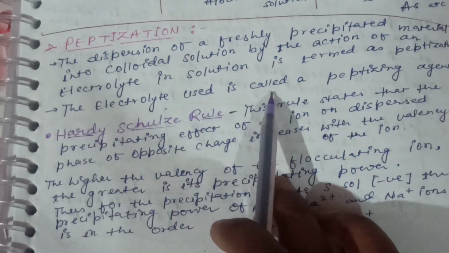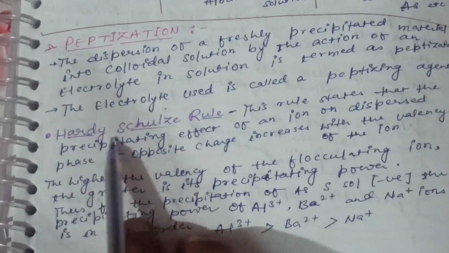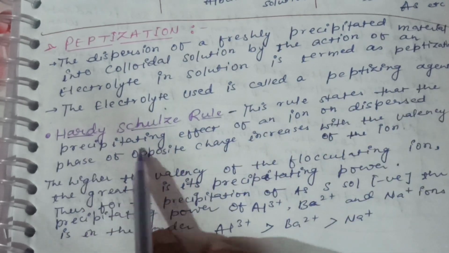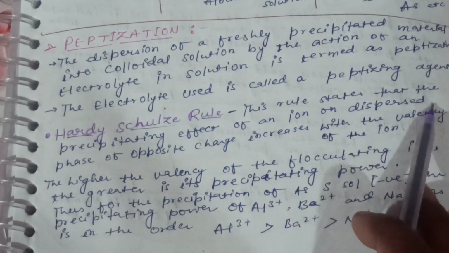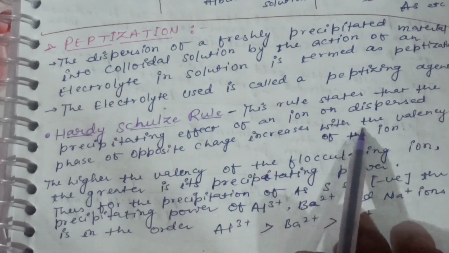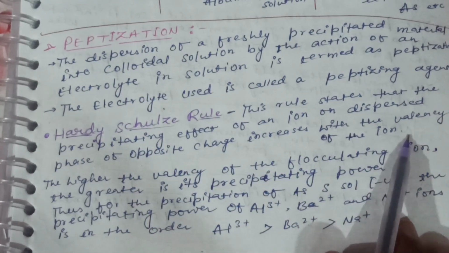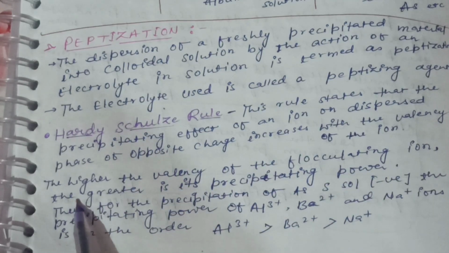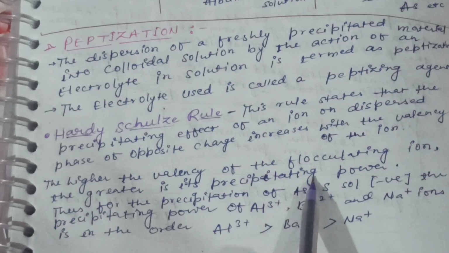The electrolyte used is called a peptizing agent. Hardy-Schulze rule: this rule states that the precipitating effect of an ion on the dispersed phase of opposite charge increases with the valency of the ion. The higher the valency of the flocculating ion, the greater is its precipitating power.